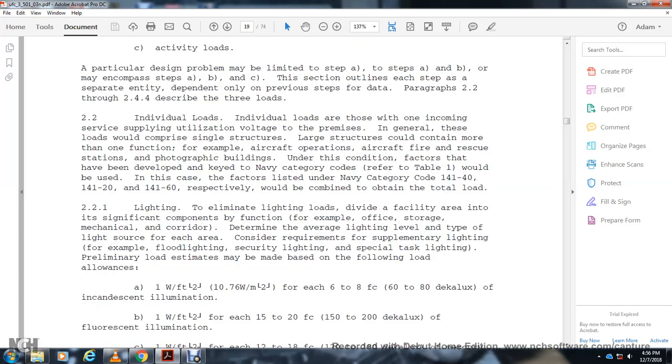Lighting. Estimate lighting loads by dividing the area by the factor, with a significant component of the function. For example, the office, the store, the mechanical corridor, to determine the average lighting level and the type of lighting source for such areas, and consider the requirements for supplementary lighting. For example, flood lighting, security lighting, and special task lighting. Preliminary loading of the system may be based on the following load allowances: 1 watt per square foot for each 6 to 8 foot-candles of incident incandescent illumination.